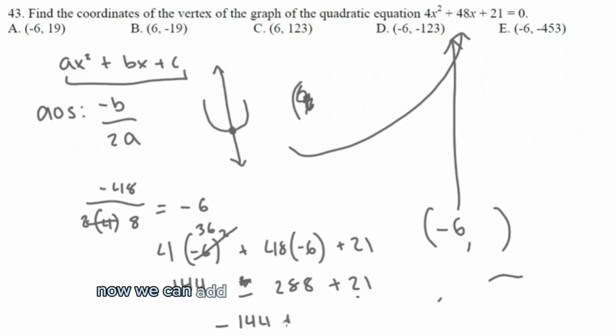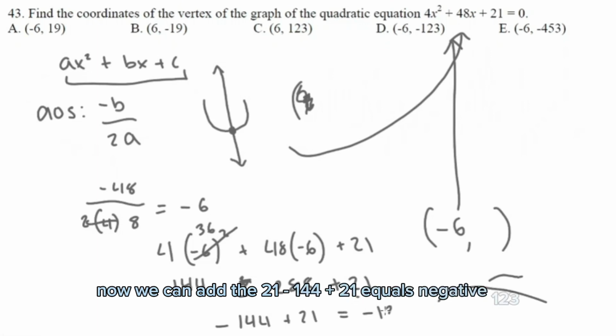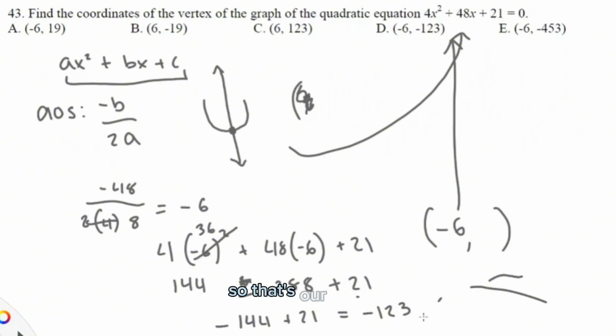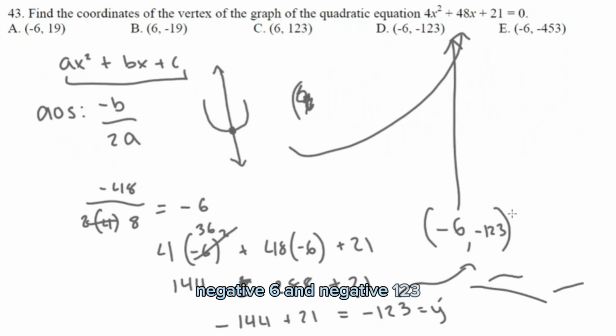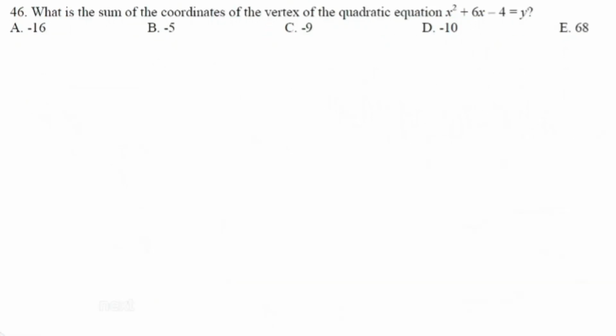Now we can add the 21. Negative 144 plus 21 equals negative 123. So that's our y value. So we can plug this in right here to make the coordinate of the vertex of the graph of the quadratic equation negative 6 and negative 123. And that's your answer.